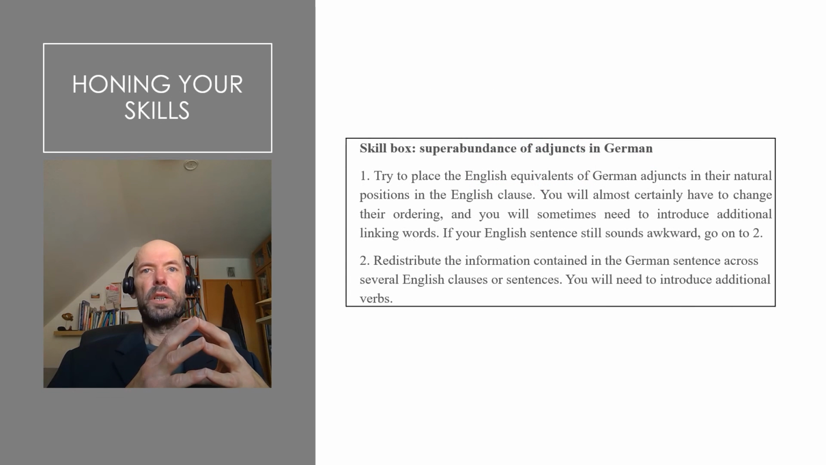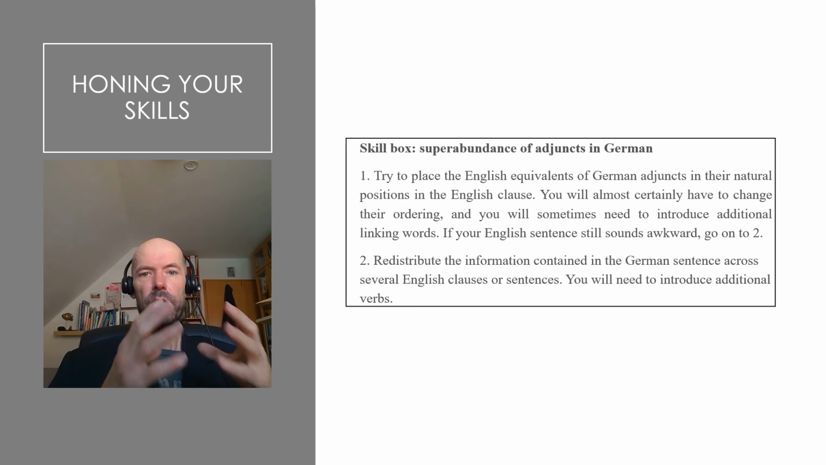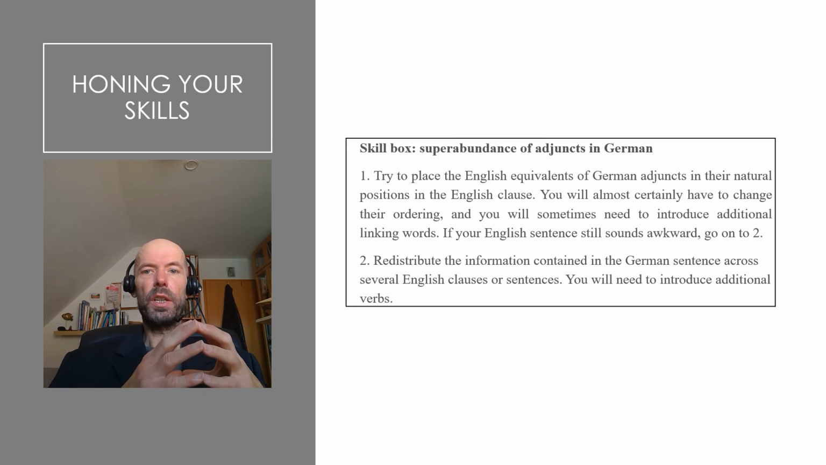So here's a summary of what to do about a superabundance of adverbials in the form of a skill box, which I use liberally in my book on academic translation. First, try to place the English equivalents of German adjuncts in their natural positions in the English clause. You'll almost certainly have to change their ordering, and you'll sometimes need to introduce additional linking words. If your English sentence still sounds awkward, go on to 2.